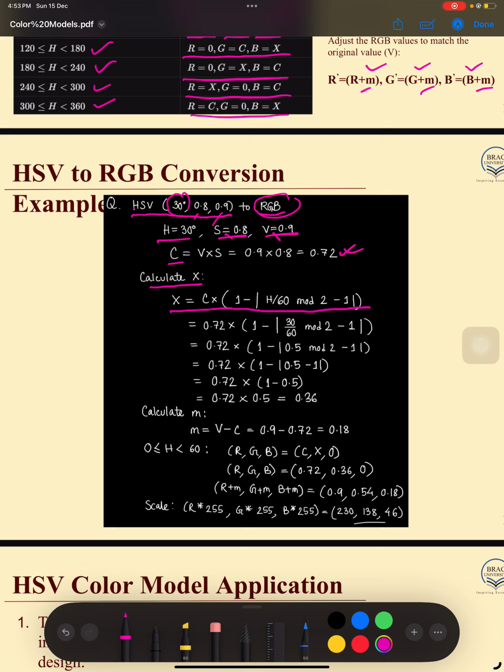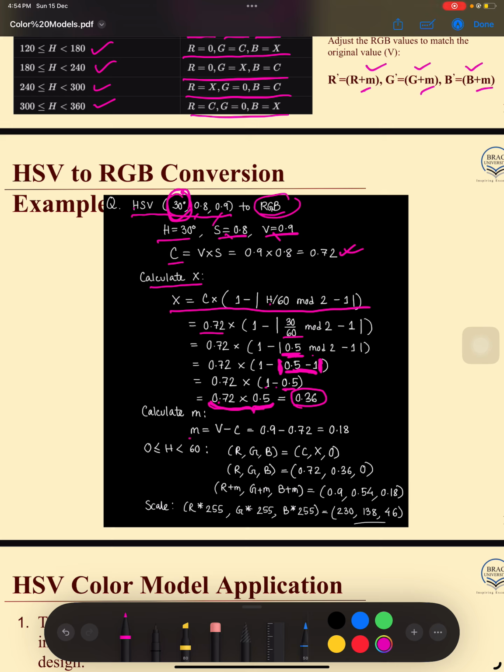So this was the formula given, and I plug in all of these values. The H was given to me as 30 degrees. So 30 divided by 60, I get 0.5. And 0.5 mod 2 will still give me 0.5. 0.5 minus 1 is basically negative 0.5, but I will take the modulus of this, so just 0.5. So 1 minus 0.5, I get 0.5 again. With this, I will multiply the chromatic component, or C, and my X value would be 0.36.